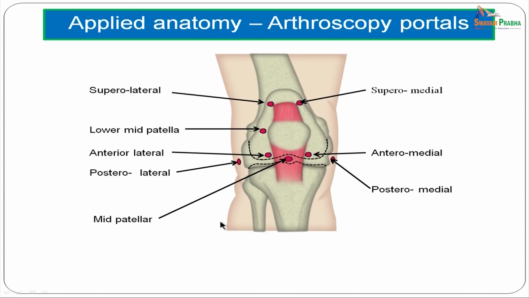These are the various arthroscopic portals which can be used to introduce a small camera into the cavity of the knee joint. The most preferred sites are the anterolateral portal and the anteromedial portal. In addition, the superolateral portal, the superomedial portal, and the mid-patellar portal are also commonly employed to introduce a camera into the joint cavity.